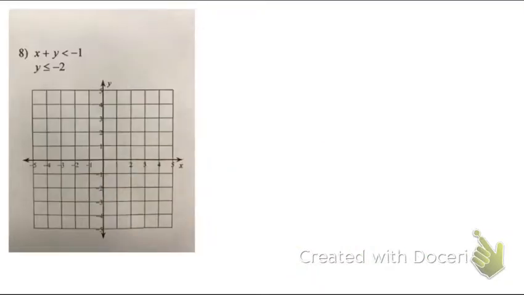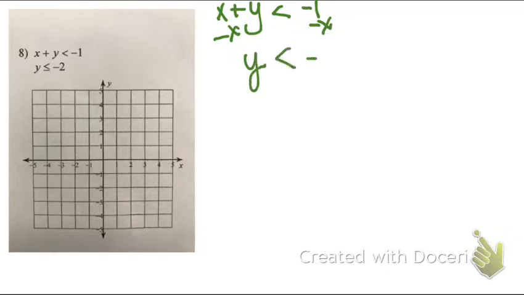Okay, and finally number 8. Okay, so let's look at our first inequality. x plus y is less than negative 1. So first thing I have to do is isolate the y. So I'm going to subtract an x from both sides. y is less than negative x minus 1. I'm all set now. I've got my intercept and I have my slope.